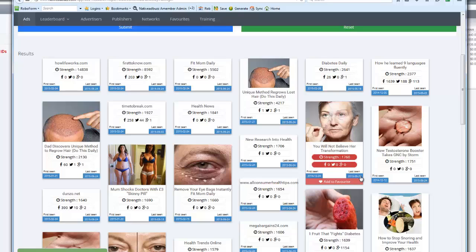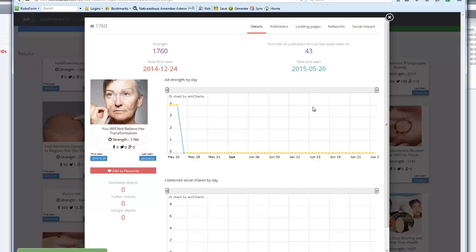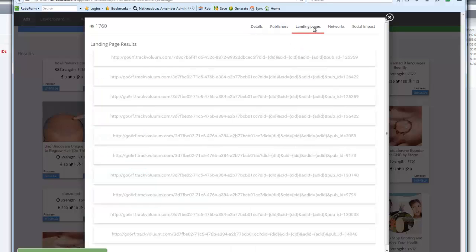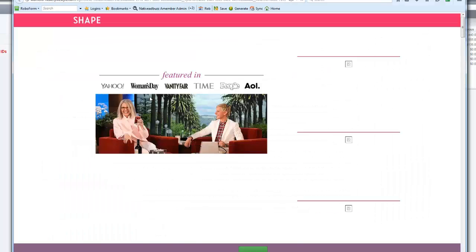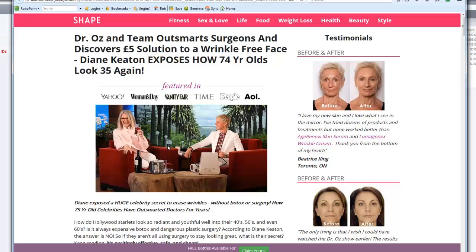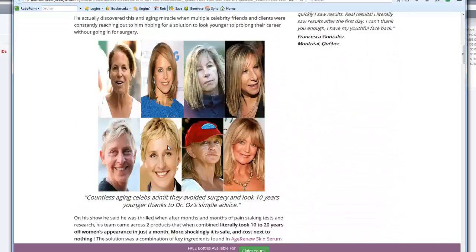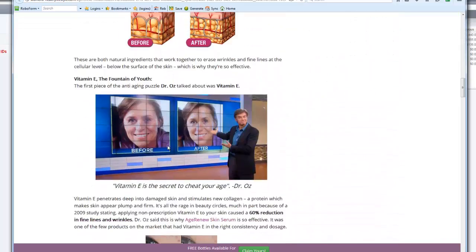You're not going to run a performance marketing ad like that. Let's just have a quick look where it goes to. You're not going to run an ad like that unless it's making you money. So this affiliate is using Voluum to do the tracking. It's a pretty standard fake news article.